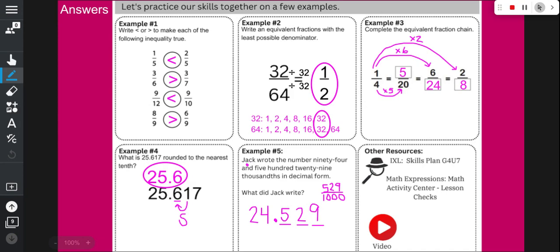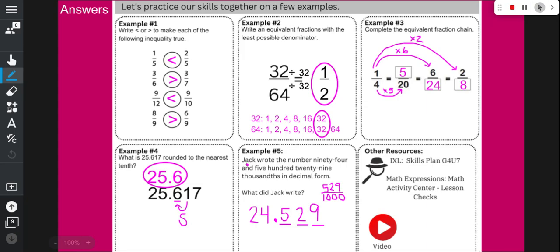All right, here's the answers. So 1/5 is smaller than 2/5. 3/6 is larger or greater than 3/7. 9/12 is less than 9/10. And 8/9 is greater than 6/9.